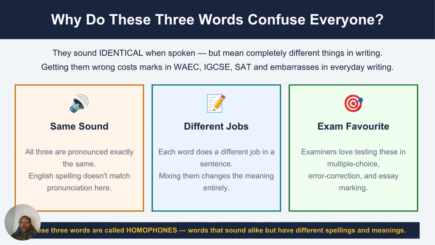So mixing them up changes your meaning entirely, and examiners love to test this in error correction, multiple choice, and essay sections. So getting them wrong can cost you valuable marks. Let's look at them one by one.